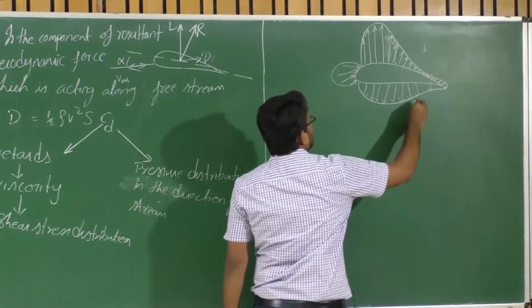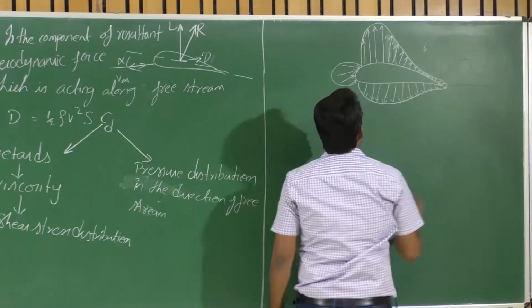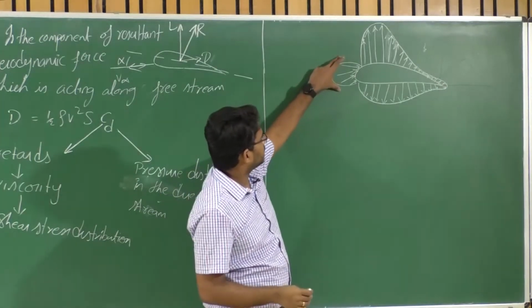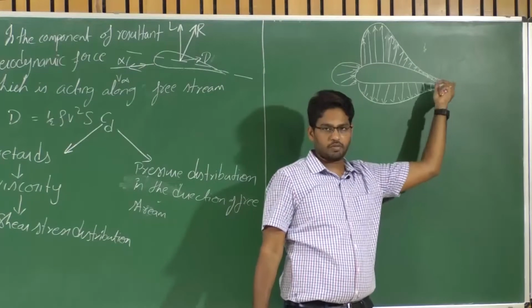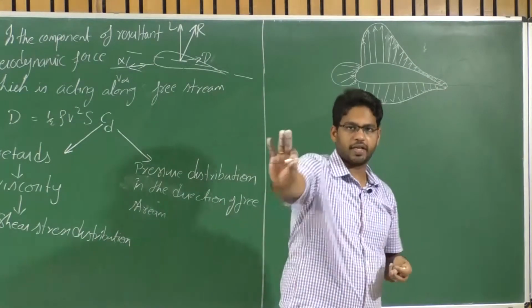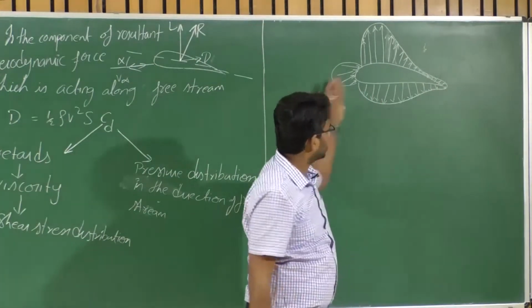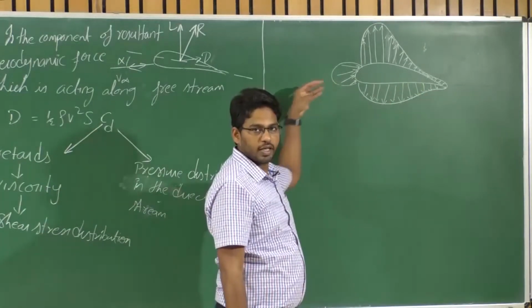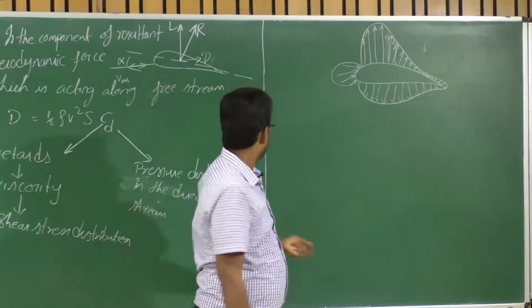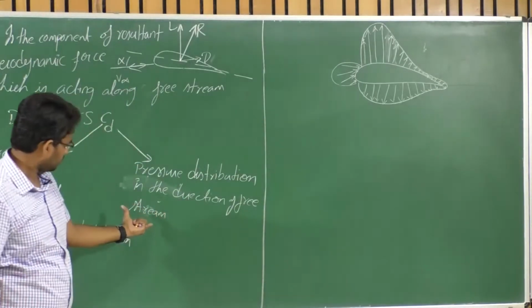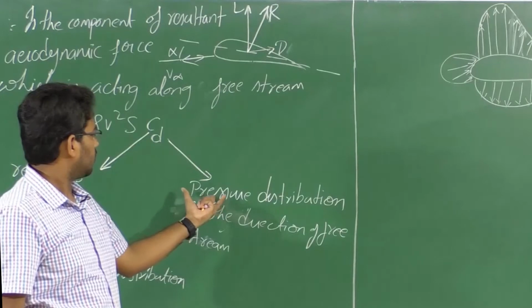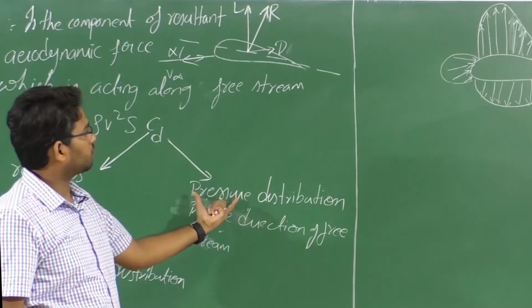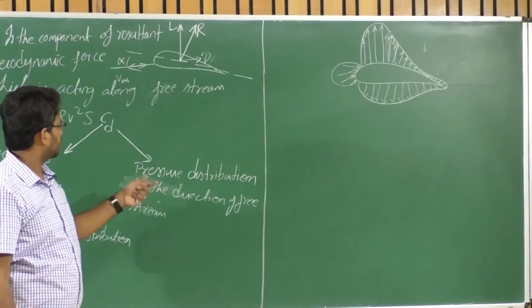Right? So there will be a component. See, there is a higher positive pressure here and a lesser positive pressure on the back side. This pressure difference will also create a certain force in the direction of the free stream velocity. That is known as the contribution to the drag coefficient, or the pressure contribution of this pressure difference along the free stream.